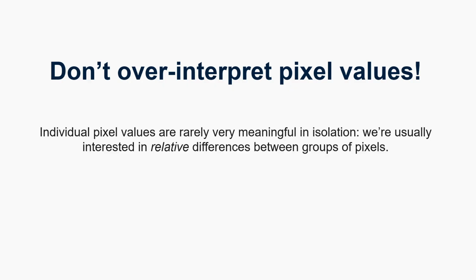This leads to an important caution. Individual pixel values are rarely meaningful on their own. Instead of focusing on a single pixel, we usually examine groups of pixels, regions of interest, cells, or tissue compartments. In image analysis, we are often interested in relative differences between samples rather than absolute intensity values from isolated pixels. So, always interpret pixel values within their biological and experimental context.